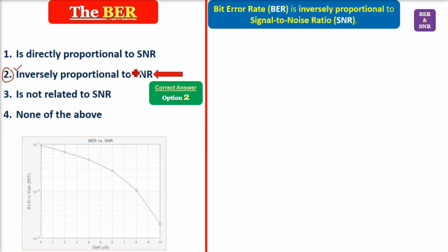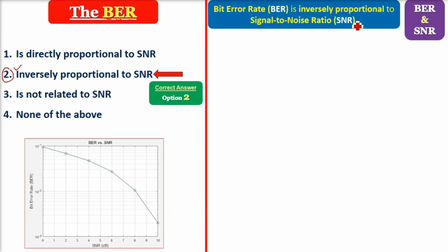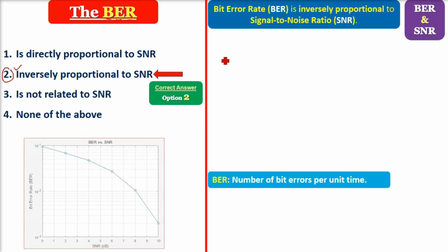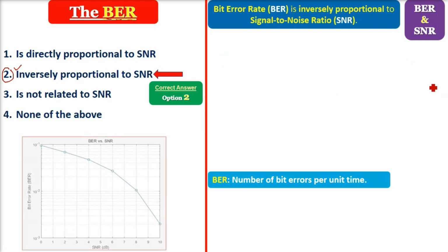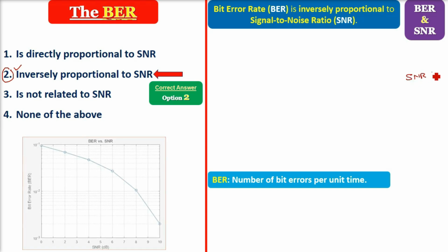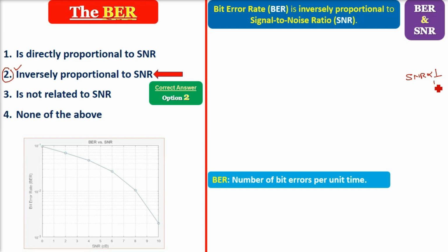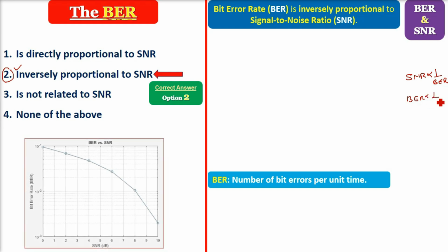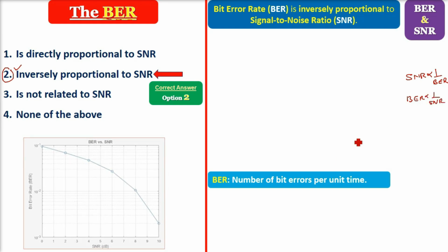The bit error rate or bit error ratio is the number of bit errors per unit time. Because BER and SNR are inversely proportional, let us understand BER and SNR first. First of all, if SNR increases, BER will decrease. If BER increases, SNR will decrease. And this is vice versa.